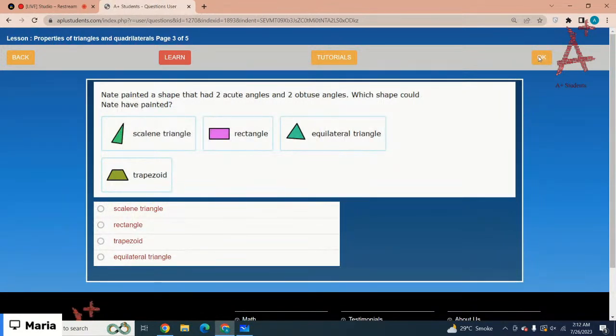Okay, Nate painted a shape that had two acute angles and two obtuse angles. Which shape could Nate have painted? Which is the correct option? Two acute and two obtuse. That means that is a four-sided shape because you have four angles. Two of the shapes have four angles, rectangle and trapezoid, but rectangle has all right angles. So that would be a trapezoid that has two acute angles and two obtuse angles. That means Nate could have made the trapezoid, right? The correct option is trapezoid.